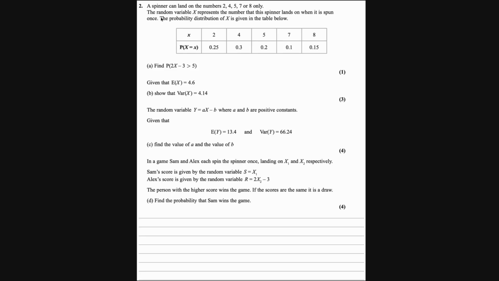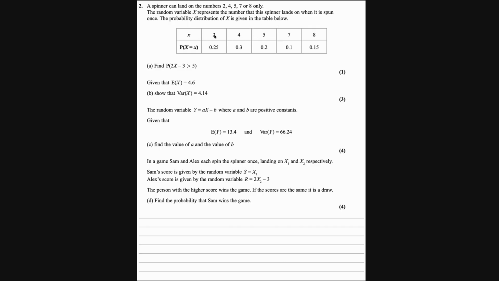Statistics, discrete random variables, past paper questions. Let's start. A spinner can land on numbers 2, 4, 5, 7, or 8 only. The random variable x represents the number that the spinner lands on when it is spun once. The probability distribution of x is given in the table below.